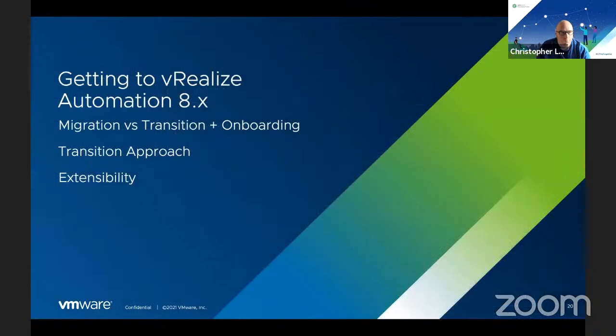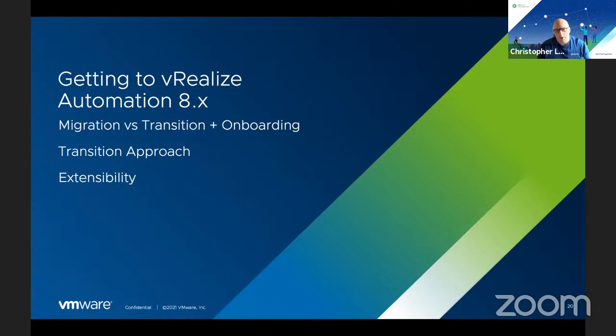Okay. So I guess the crux of the conversation is, how do we get to vRealize Automation 8 from 7? And it's not easy, because of the different architecture types. There isn't an in-place upgrade, like you can with vRealize Operations.